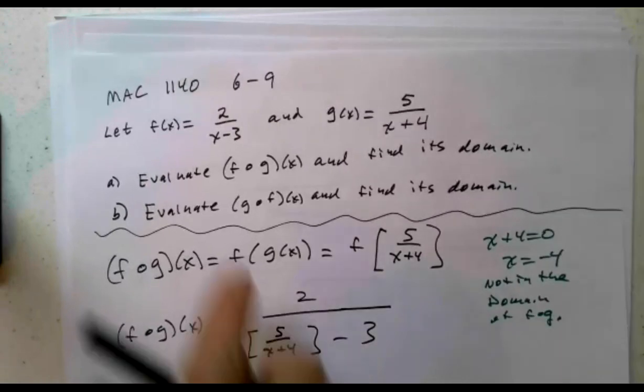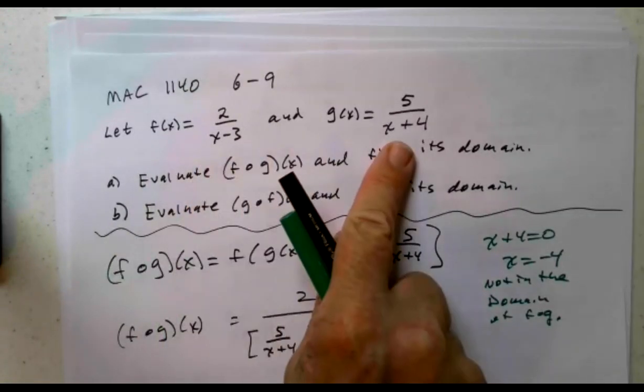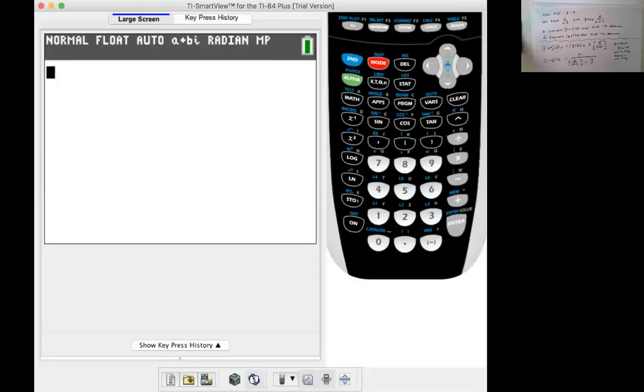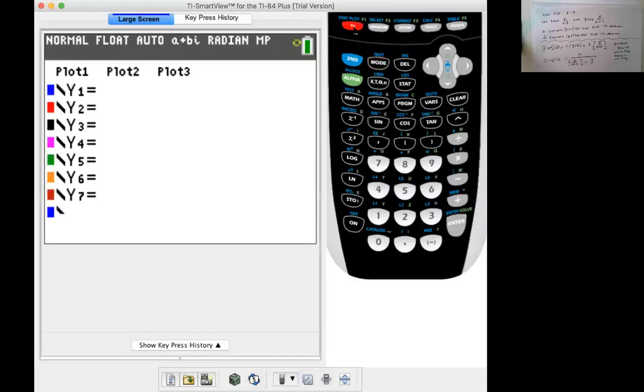We have f is 2 over x minus 3, and g is 5 over x plus 4. I want to put those in the graphing calculator. Watch your order of operations. So f is 2 over x minus 3, 2 divided by parentheses, x minus 3. And g is 5 over parentheses x plus 4.